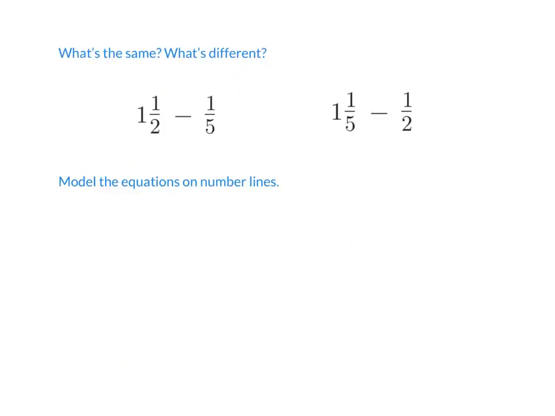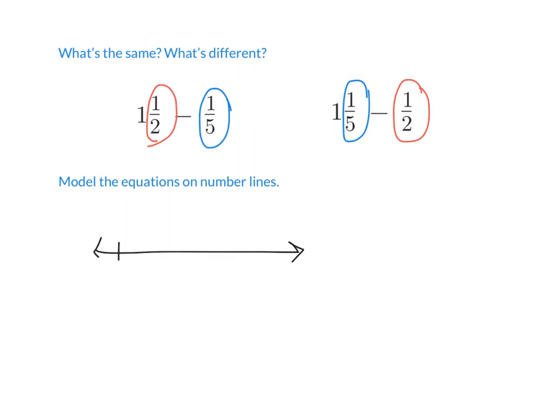Okay. Let's take a look at these equations for a second. We have 1 1/2 minus 1/5, and then we have 1 1/5 minus 1/2. What's different about them? Well, what's different, obviously, is that the fractions are swapped. In the first equation, we're subtracting 1/5, but in the second equation, we are subtracting 1/2. Let's model these two equations on number lines for a second.